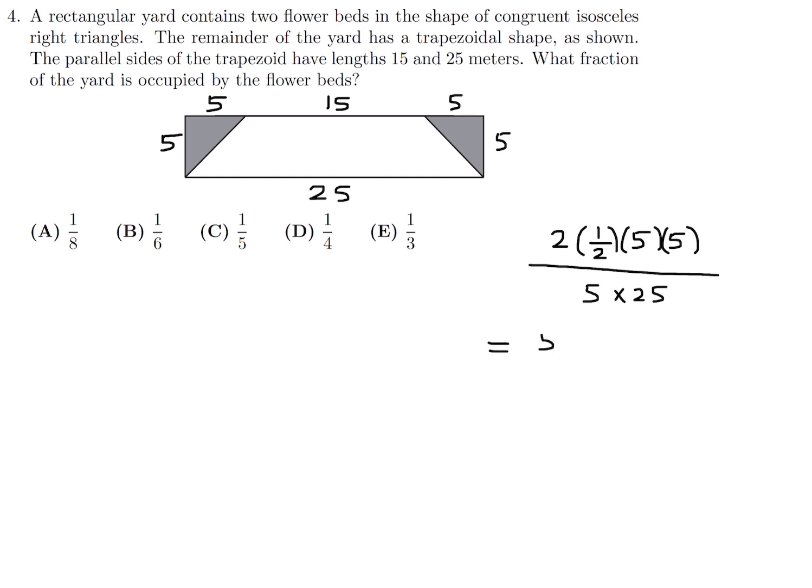So this looks like 5 times 5 over 5 times 25. Cancel the 5s and you get 5 over 25, and that is just 1 over 5. So number 4, the answer is C.